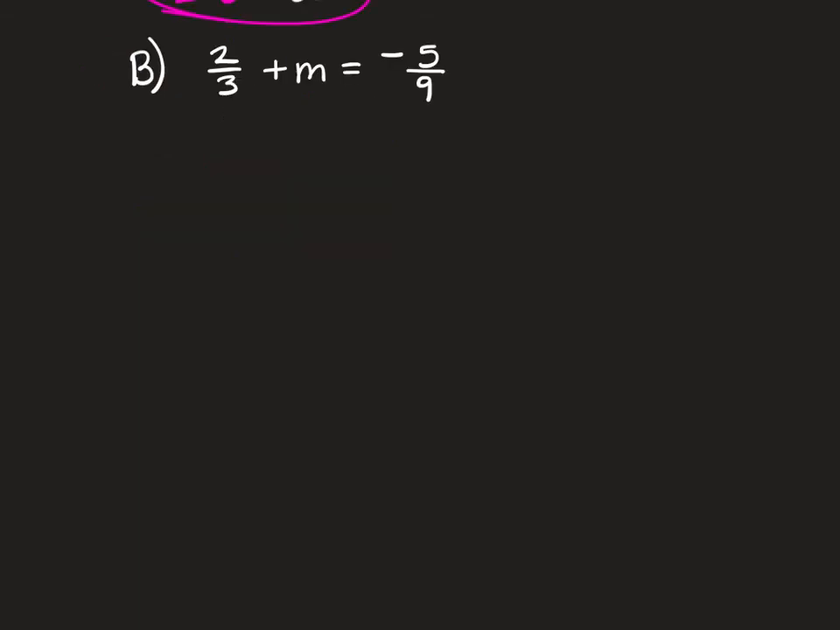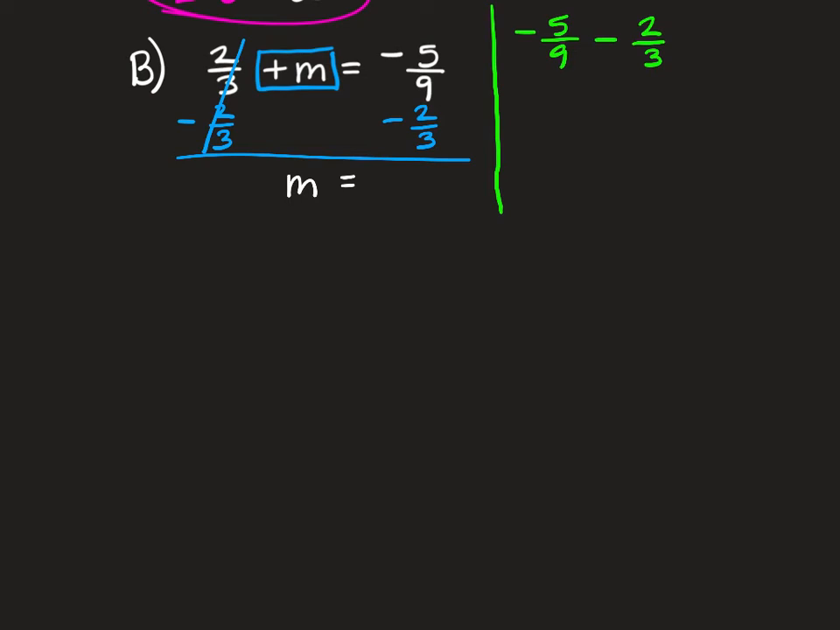B part, 2/3 plus m equal -5/9. Our goal is to get m by itself. So we want to get rid of this 2/3, which is a positive 2/3, by subtracting 2/3 from both sides of this equation. On the left side, they cancel, and we just have m. And on the right side, we might have to do a little bit of scratch work to determine what negative 5/9 minus 2/3 is. We need a common denominator, and so we think about the fact that 3 will go into 9, so we can use 9 as the denominator.